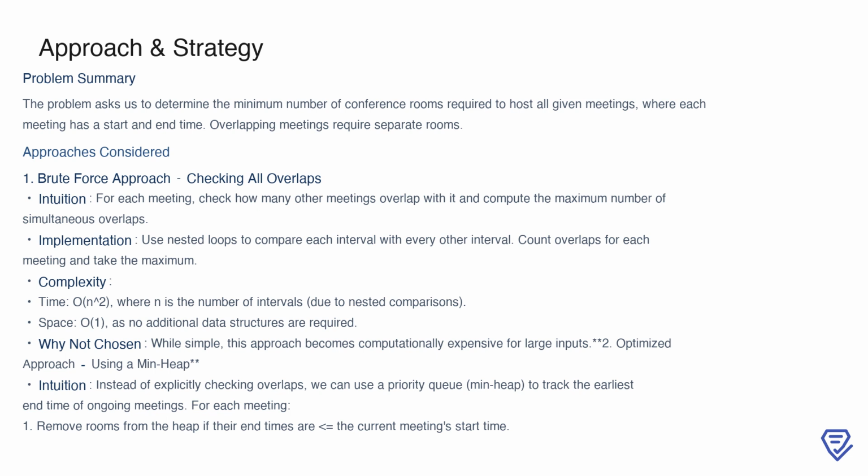The idea is simple: for each meeting, we check how many other meetings overlap with it. This involves using nested loops to compare each interval with every other interval, counting overlaps, and then determining the maximum number of simultaneous overlaps. While this method is straightforward to implement and requires no additional data structures, it quickly becomes inefficient for larger inputs due to its O(n²) time complexity. This makes it unsuitable for scenarios where scalability is a concern. Instead, we explore a more efficient approach using a min-heap, which we'll now discuss.